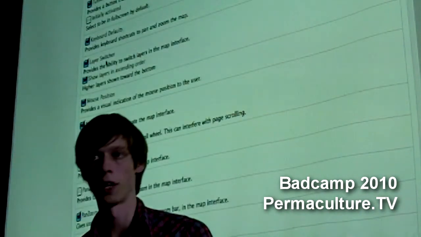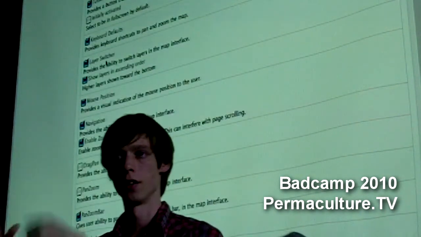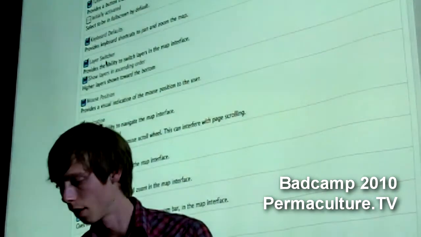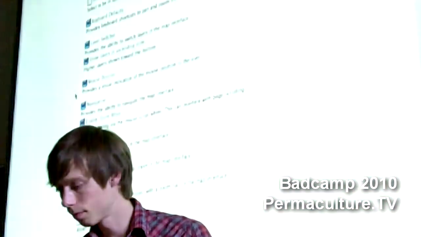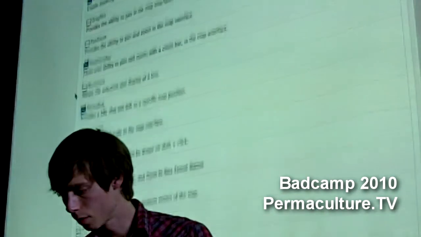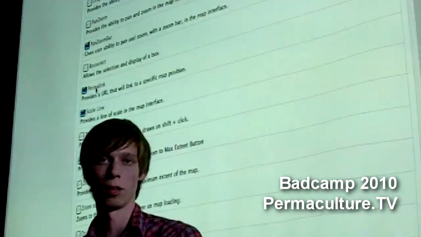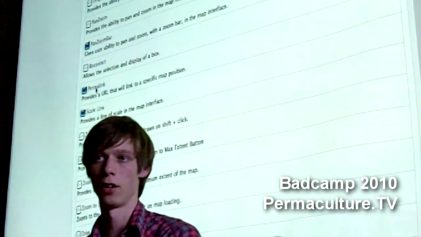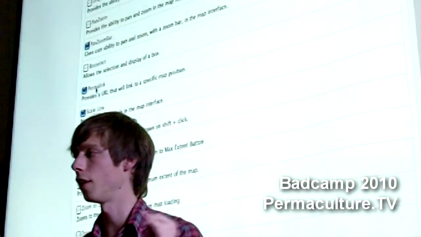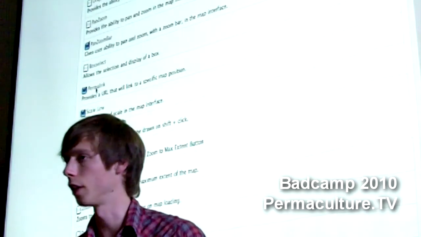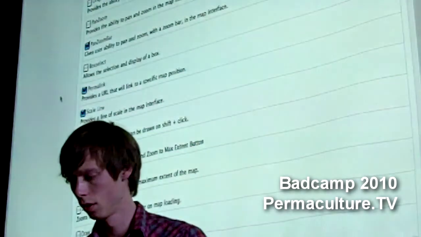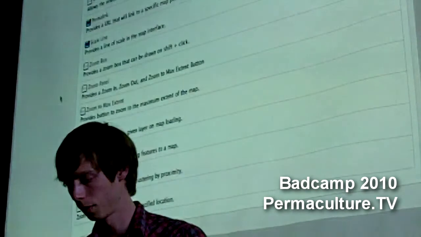The layer switcher we were looking at, where it pops out the box from the side and you can choose which layer you want to use, that's a behavior. If you want a permalink, so you can zoom to a particular place on the map and then click the permalink and it will just give you a URL that will always take you to that same place. It's a really useful thing that I don't think ever existed in any of the other Drupal mapping modules.